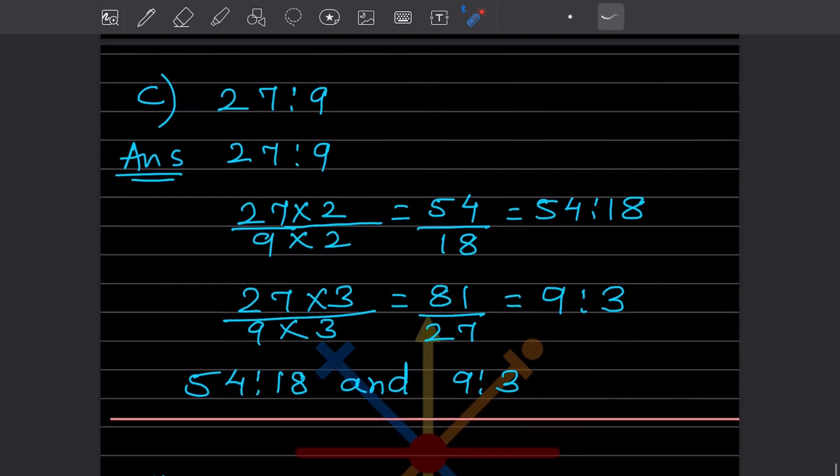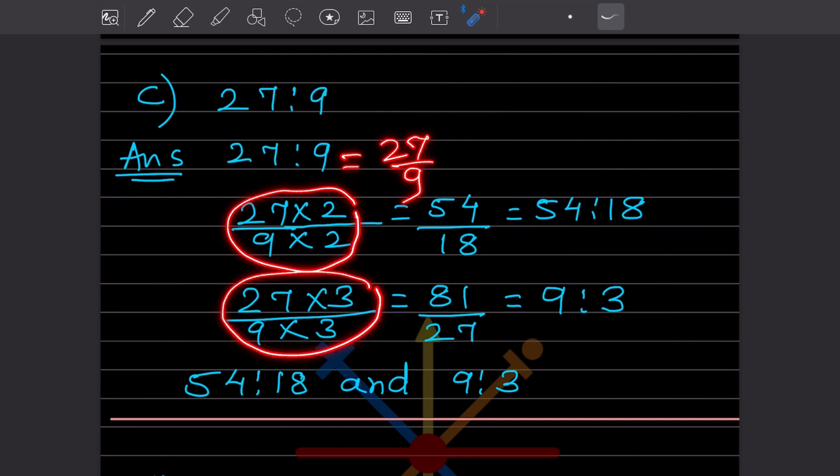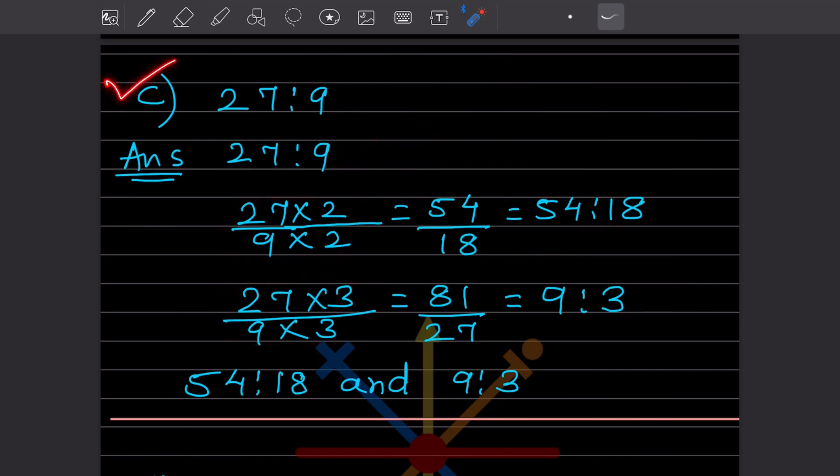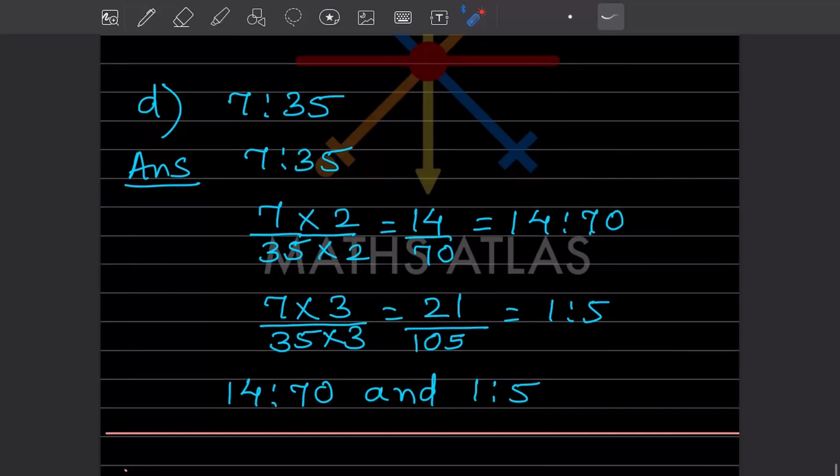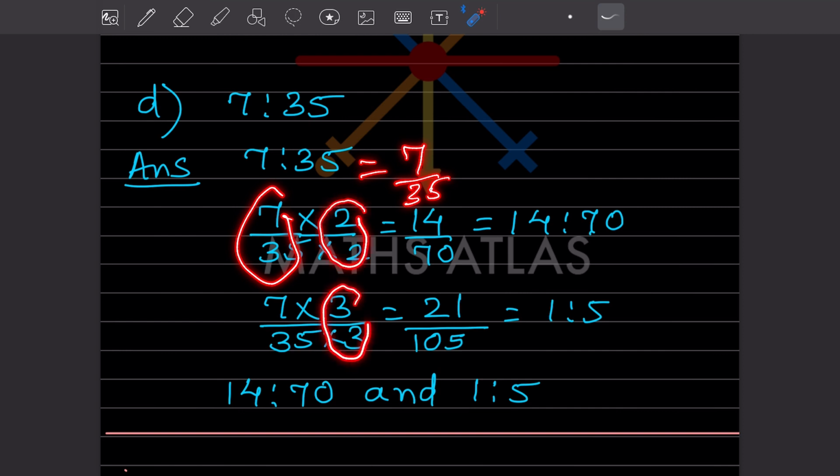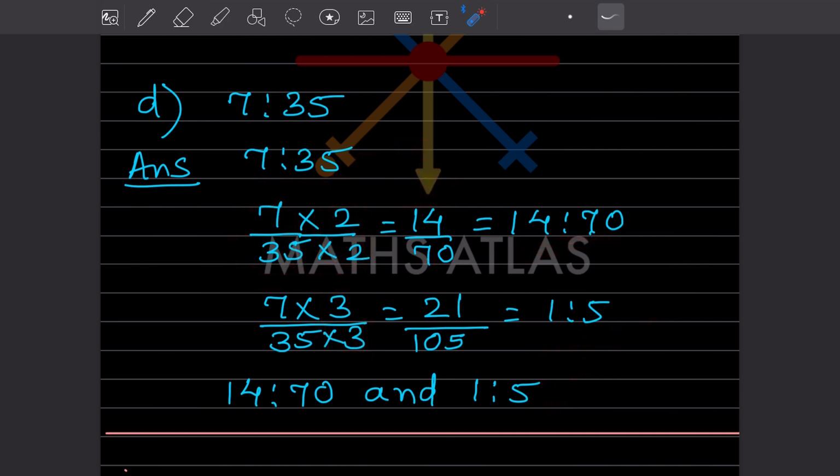Now again from here, the same. You will write this as 27/9. Once you multiply by 2, second time you are going to multiply by 3, and you get these answers. So you can try for this. The answers are given. Same for here. This is nothing but 7:35, which is the same as what I wrote. So once you multiply by 2, then because we want two equivalent ratios, again you multiply by 3. You just multiply and see what you get. So this is the answer for that.